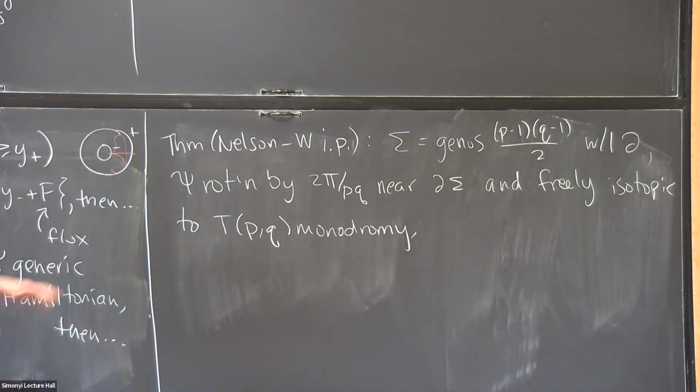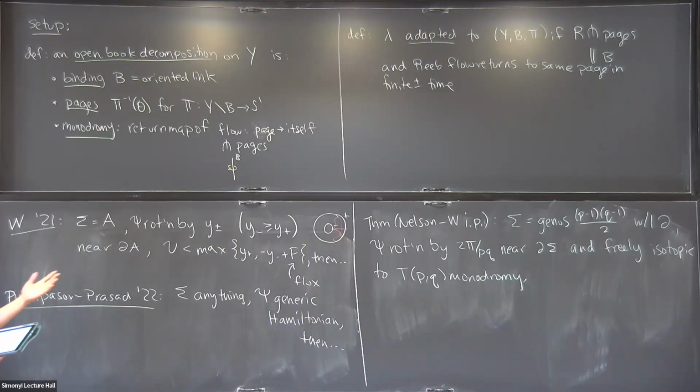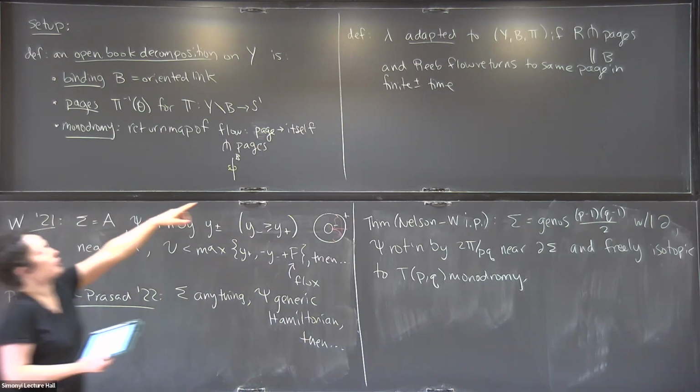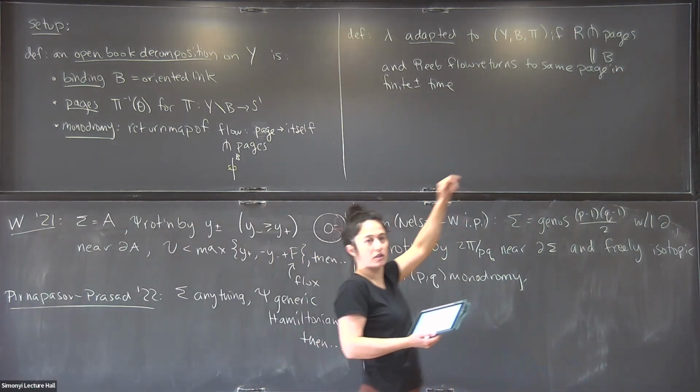So monodromies are always the identity near the boundary. That has to do with this condition on the flow. My return maps are never the identity near the boundary, because that has to do with the Reeb flow. The vector has to point in the same direction as the binding.